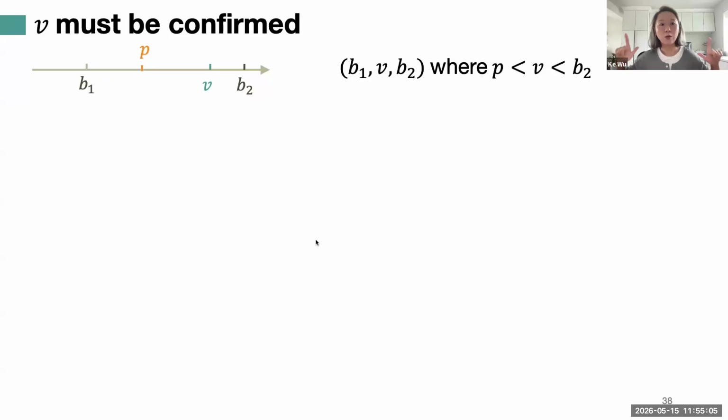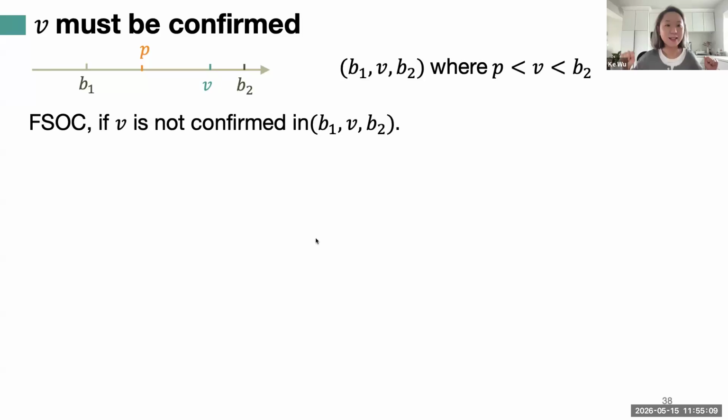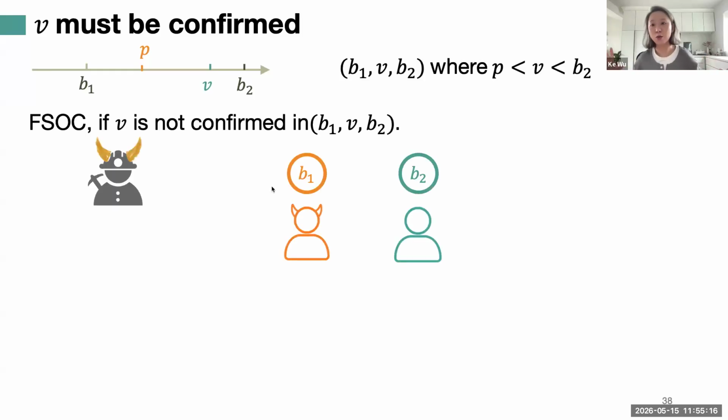Okay, so why must V be confirmed? Let's say, for the sake of contradiction again, that it's not. Now imagine that this is the honest world. We have two users, B1 and B2. B2 is confirmed and pays price P.